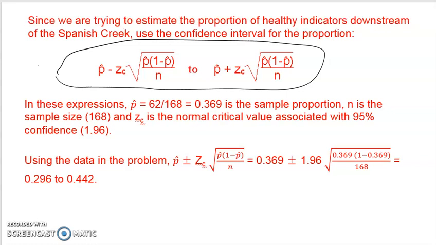So using these data, P hat plus or minus Z sub C times the square root of P hat times 1 minus P hat over N: 0.369 plus or minus 1.96. Remember, there is a multiplication in there, inside the square root. Do this multiplication first, take the square root, and when you put that all in your calculator, you should get 0.269 to 0.442. Those are the calculations that I'd like to see.